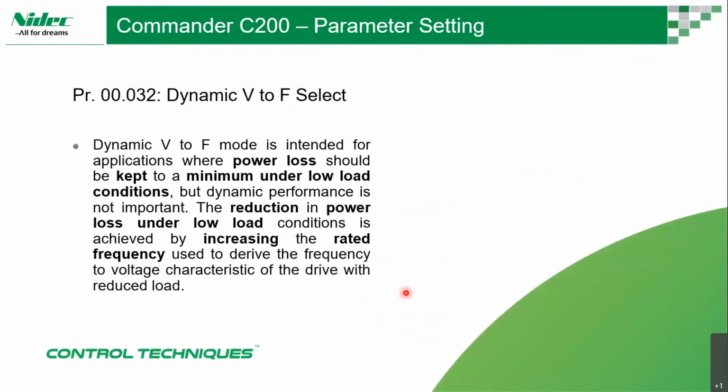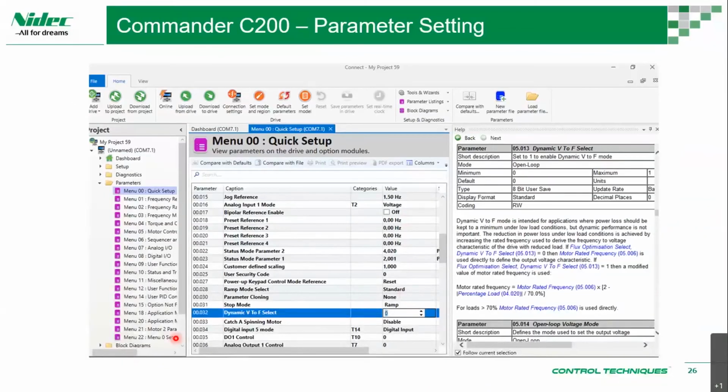Another one is the dynamic V to F select. When the speed of the fan is in the low condition, we need to keep the minimum number, to make sure we are not reducing the load. So this parameter is related to another parameter. Access here dynamic VF select, the option only 0 or 1, activate or not activate. Okay.